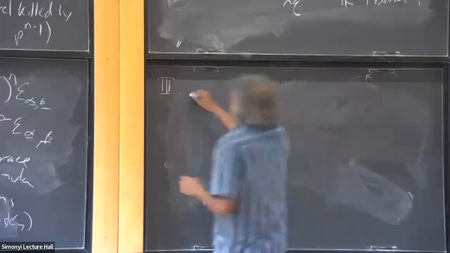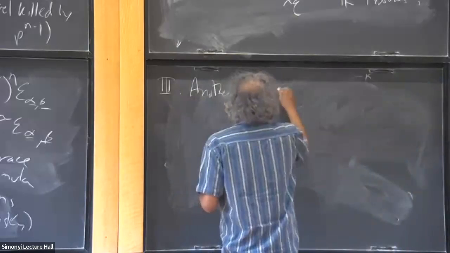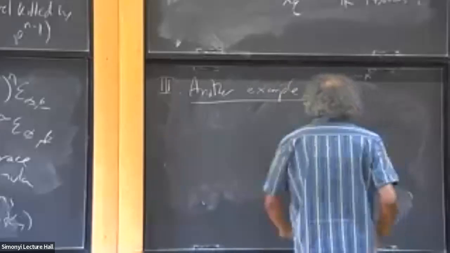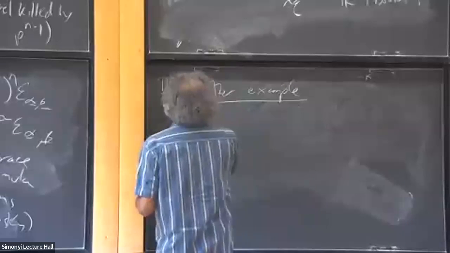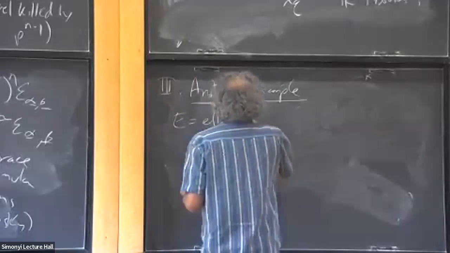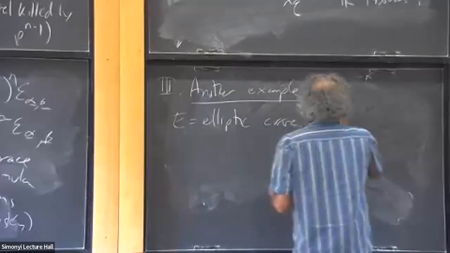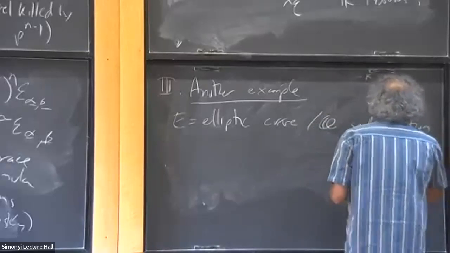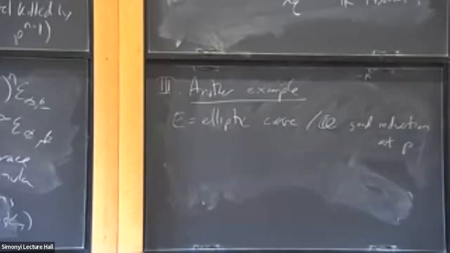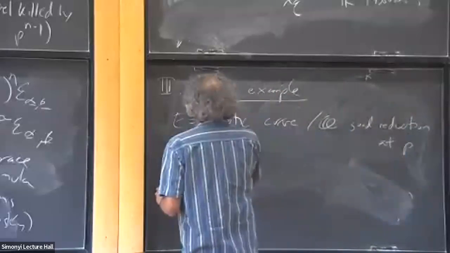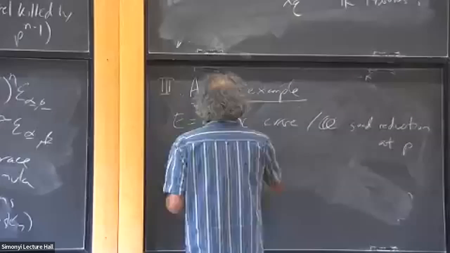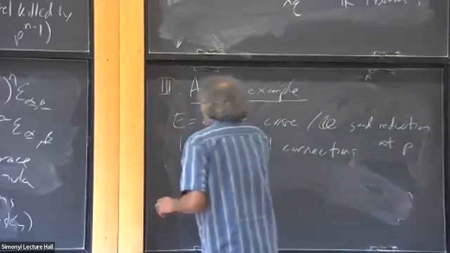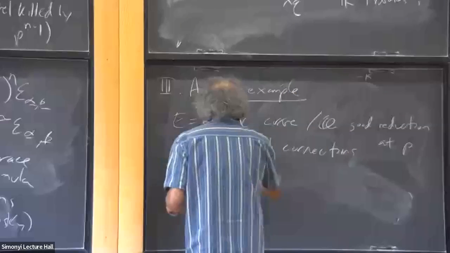I want to mention one other example, and I'm going to keep this brief because I only have 5 minutes. But I think it's important to include this example because it shows the limitations of the previous example. In this example, I take an elliptic curve over Q with good reduction at P. So I'm going to consider not a genus 0 situation. And I want to look at the rank 1 connections. These are parameterized on E.